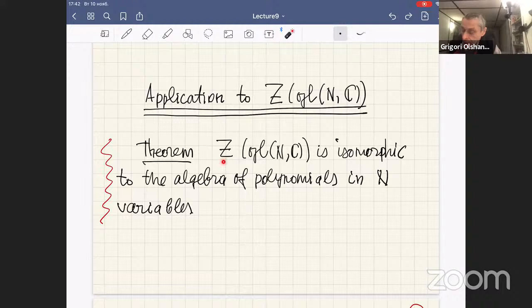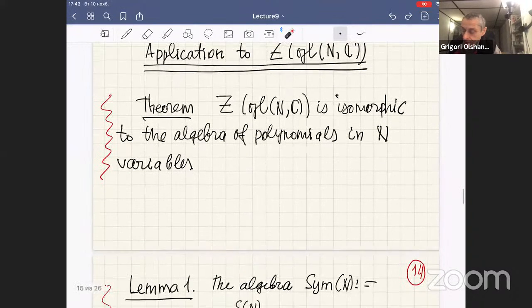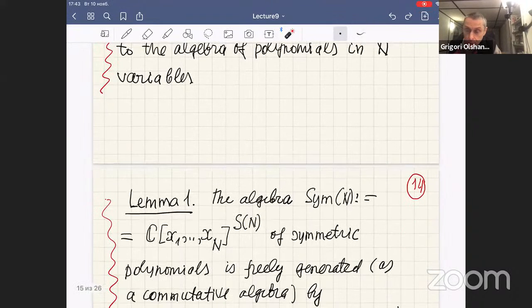So the claim is that the center is isomorphic, as an abstract commutative algebra, to the algebra of polynomials in n variables. So in principle, we can find n algebraically independent central elements. Here we generate the whole algebra. How to prove this? The idea is to prove a similar claim, but for the symmetric algebra.